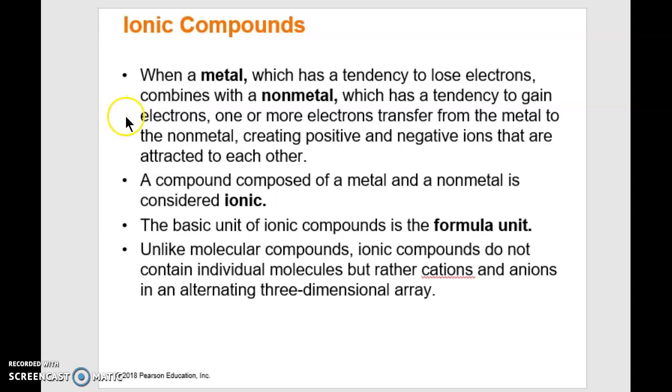One or more electrons transfer from the metal to the nonmetal, creating positive and negative ions that are attracted to one another. A compound composed of a metal and a nonmetal is considered ionic, and the base unit of an ionic compound is the formula unit. Unlike molecular compounds, ionic compounds do not contain individual molecules, but rather cations and anions in an alternating three-dimensional array.